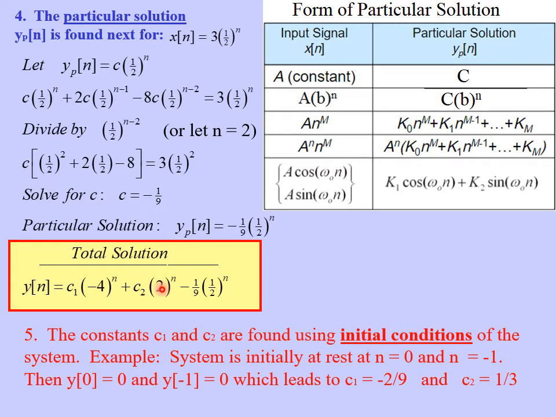Plug in n equals 0, and you'll get an equation with C1 and C2. You still can't solve for it though, but we have another initial condition. When we plug in n equals -1, this is also 0, and now we have to put a -1 up here in the exponent, and it'll give us another equation in C1 and C2. So we end up with 2 equations and 2 unknowns, which can obviously be solved. If you go ahead and do that algebra, you'll get C1 equals -2/9, and C2 is equal to 1/3.